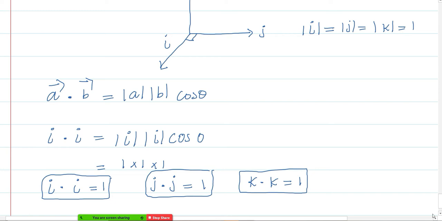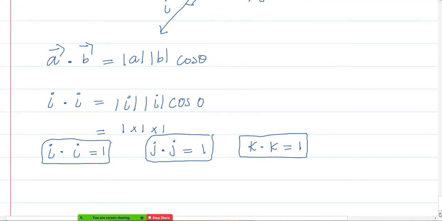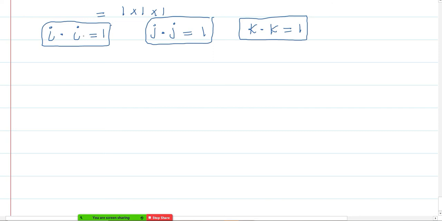Let us see, if you take the dot product of i with j, what will happen? Not i with i, we already worked that. Let us see i vector dot j vector. According to the definition of dot product, it's the modulus of the first vector times the modulus of the second vector times cos of the angle between i and j.